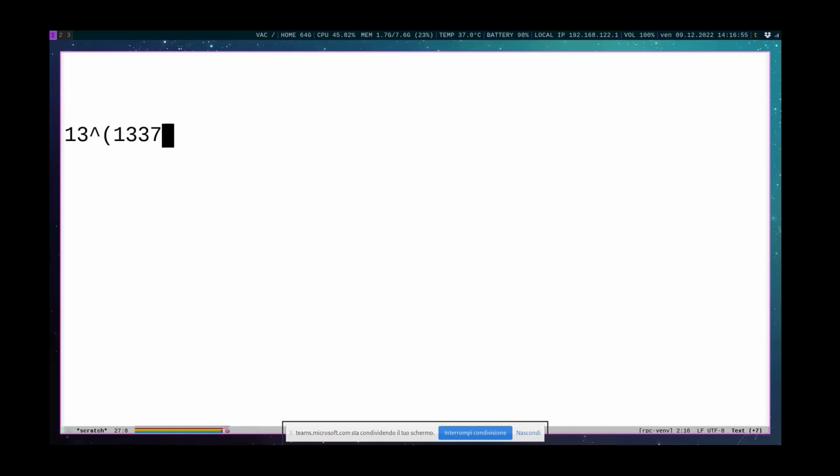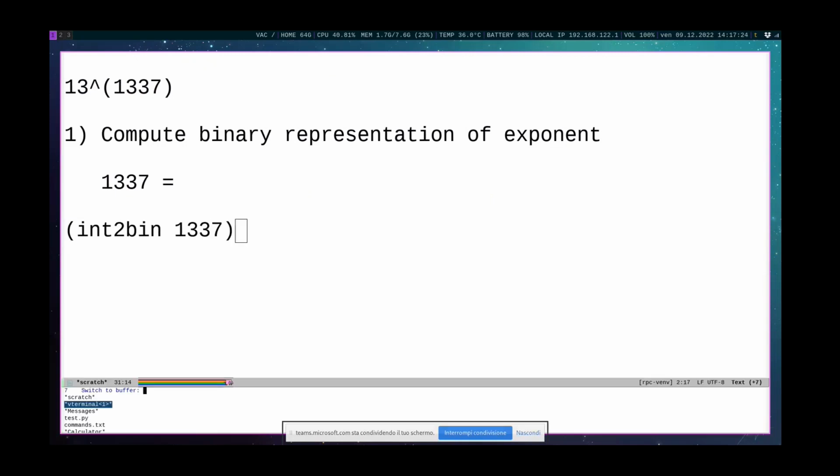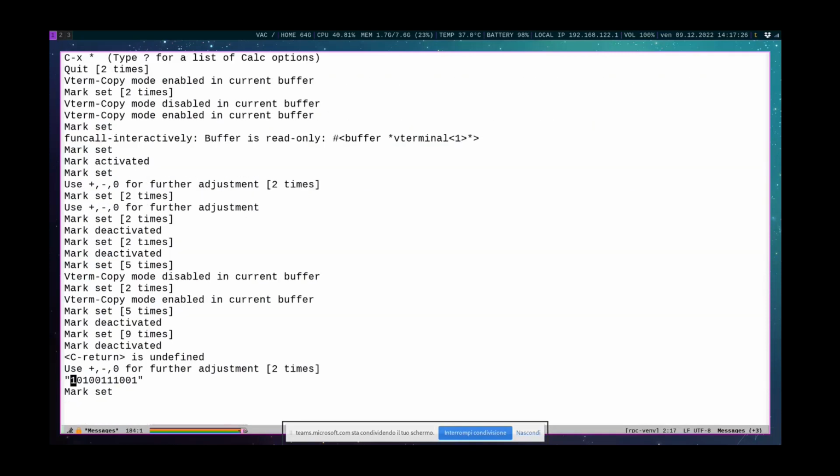It's pretty huge, okay? So the first thing you do, in the algorithm, this is the algorithm for humans. Then we will see a better way to implement it for machines, which is more confusing. I think this is more straightforward because it is more linear. The first step is compute the binary representation of the exponent. So 1337, you compute the binary representation of 1337, which is this thing.